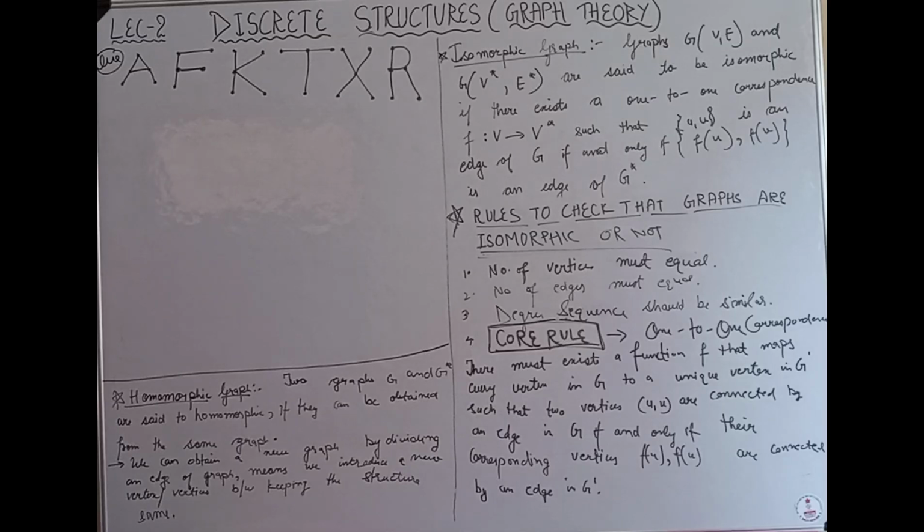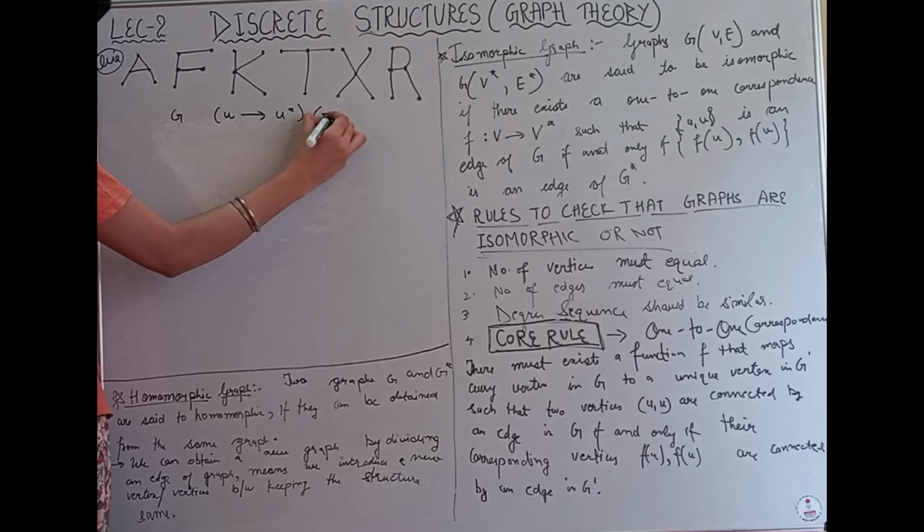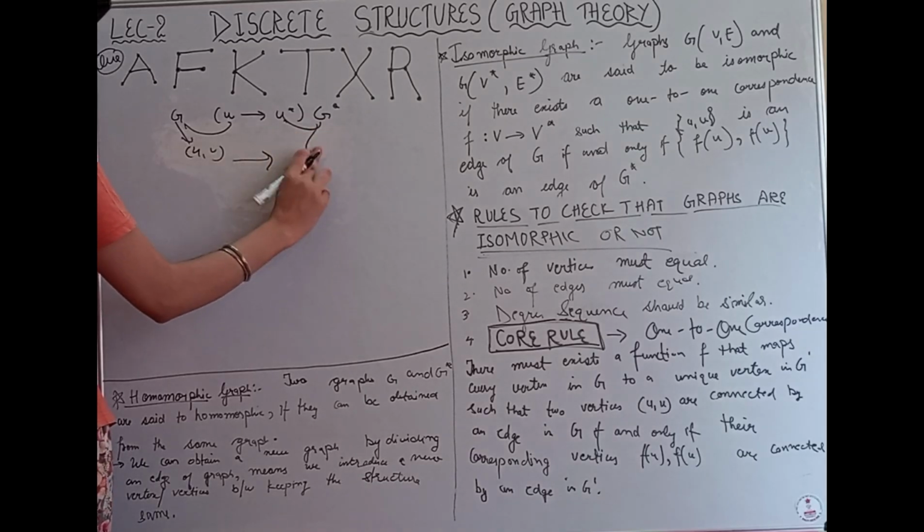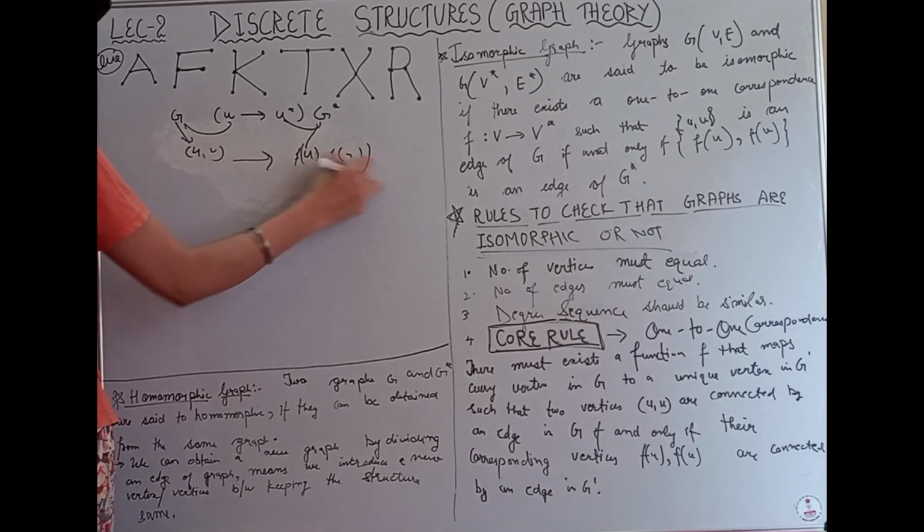So I have written some rules which are important to check whether two graphs are isomorphic or not. First, the number of vertices must be equal, and second, the number of edges must be equal. Third, the degree sequence must be similar, and the core rule I have written is one-to-one correspondence. As I explained previously, if we have a graph G, a unique vertex u will point to a unique vertex in graph G star, if there exists a (u, v) edge in E(G), which corresponds to the (f(u), f(v)) edge in G star.